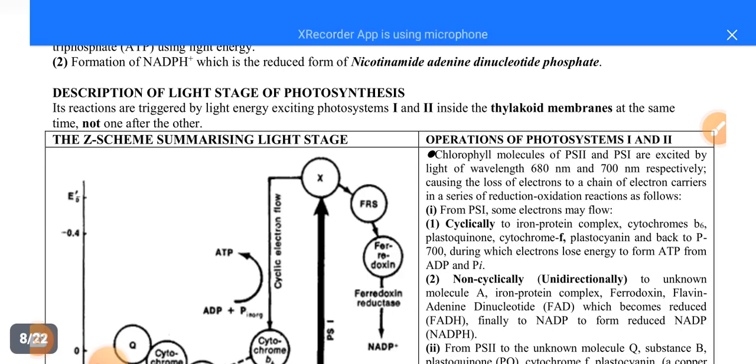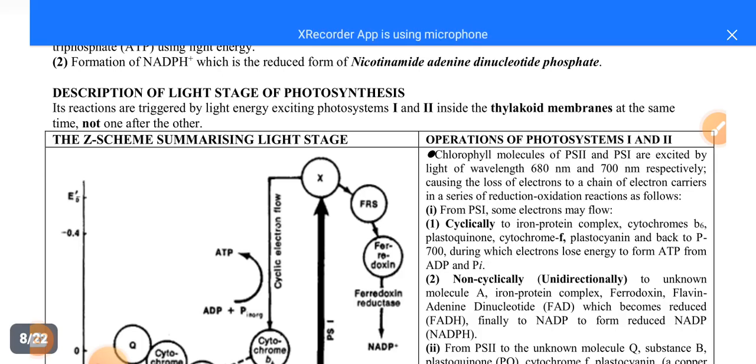Somebody can say define the term Z scheme. The Z scheme is a diagrammatic representation of electron flow in cyclic phosphorylation and non-cyclic phosphorylation, showing the changes in energy potential of the electrons. This shows the diagram which represents the flow of electrons in cyclic and non-cyclic phosphorylation.